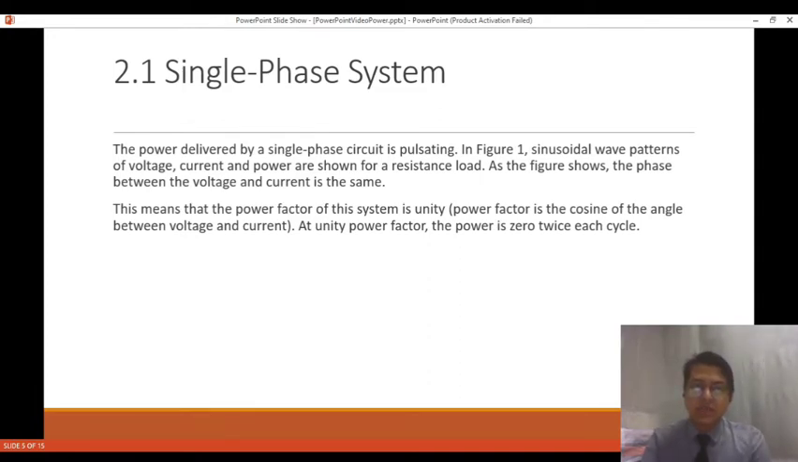Two, we start with 2.1, single-phase system. The power delivered by a single-phase circuit is pulsating. In figure 1, sinusoidal wave patterns of voltage, current, and power are shown for a resistive load. The phase between the voltage and current is the same. This means that the power factor of this system is unity. The power factor is the cosine of the angle between voltage and current. At unity power factor, the power is 0 twice each cycle.